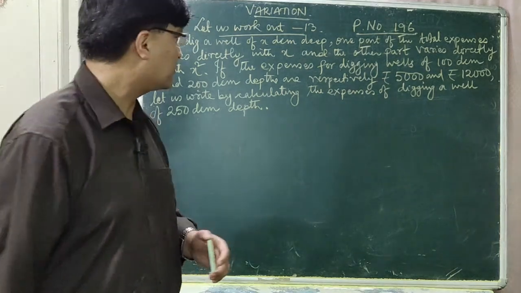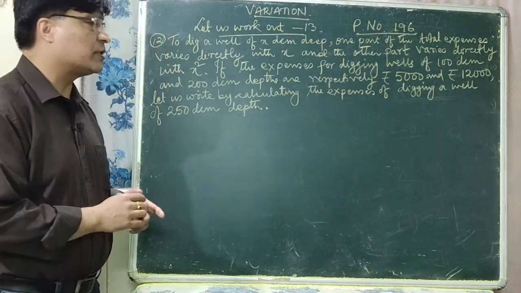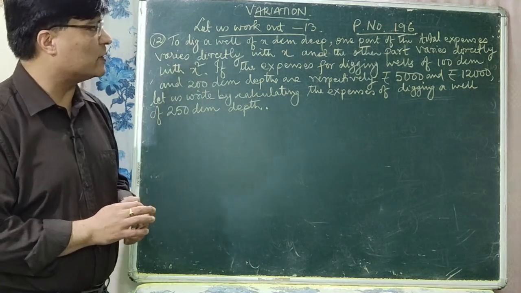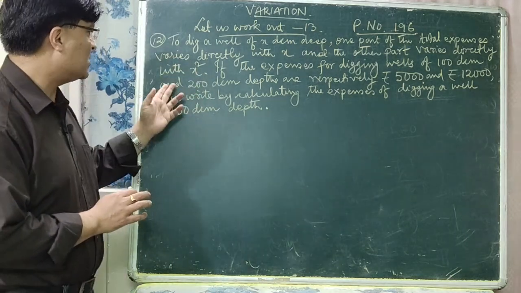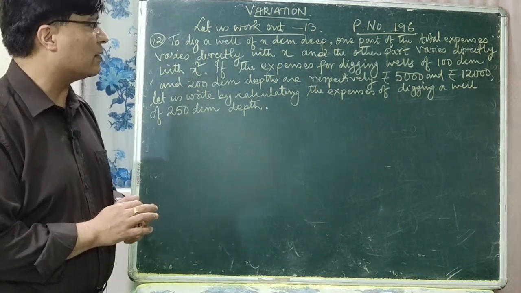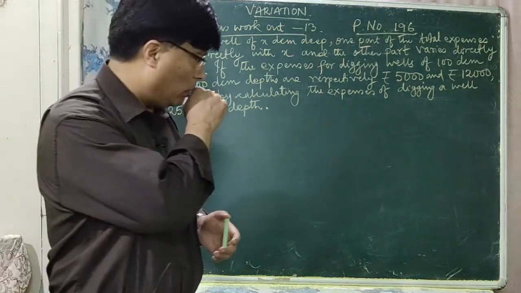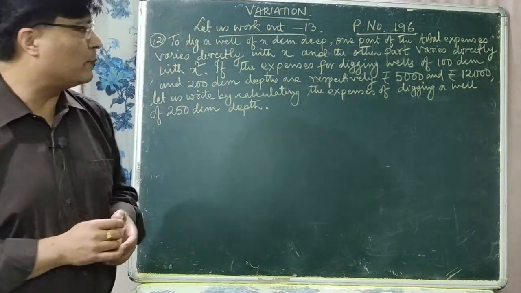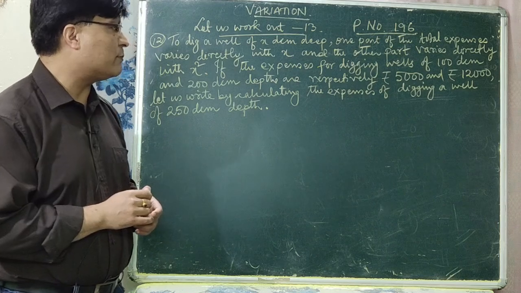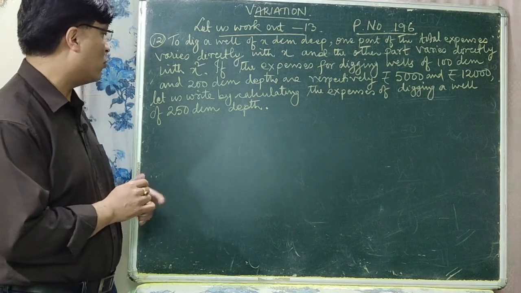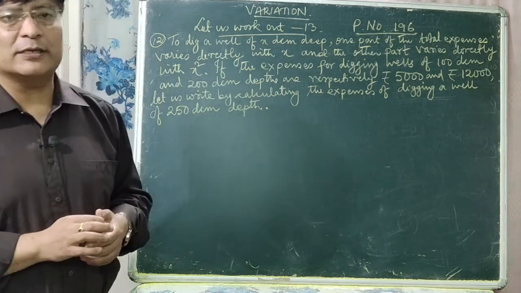Is that clear? Now next, if the expenses for digging wells of 100 decimeter and 200 decimeter depths are respectively rupees 5000 and rupees 12000, then calculate the expenses of digging a well of 250 decimeter depth.